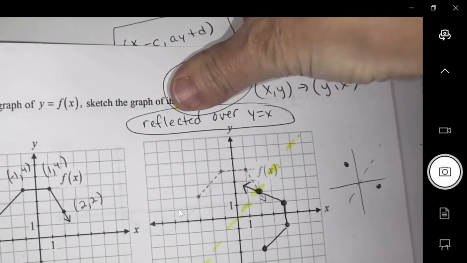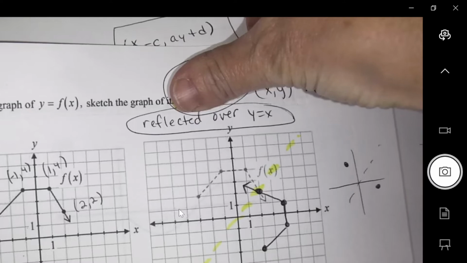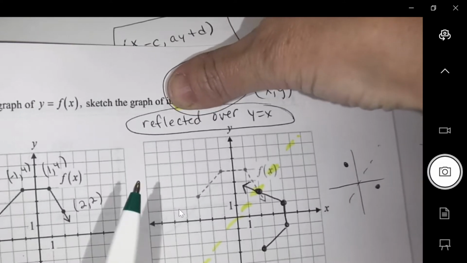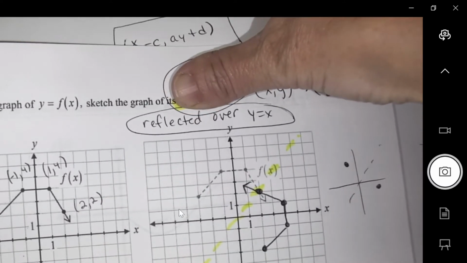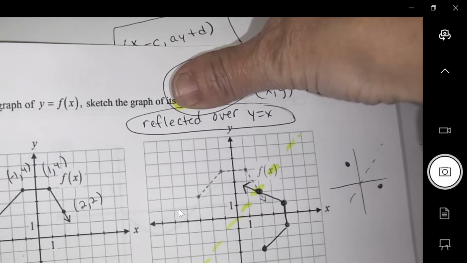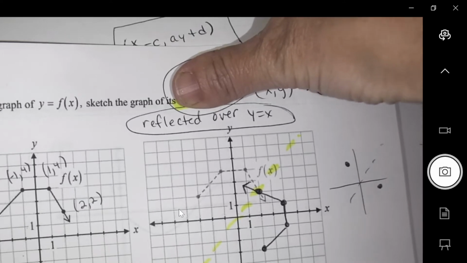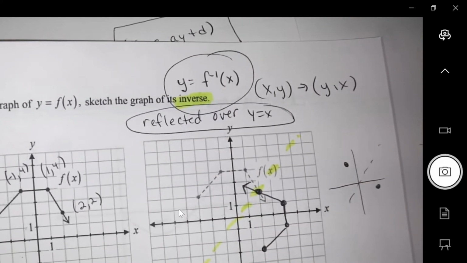Okay, so I could have just asked this, by the way. This could have been the question. Would you have understood the wording? Sketch the graph reflected over y equals x. I could have asked that in the question. So this is just the tricky part. What does this all mean? Okay? Those 3 ways I could have asked it.